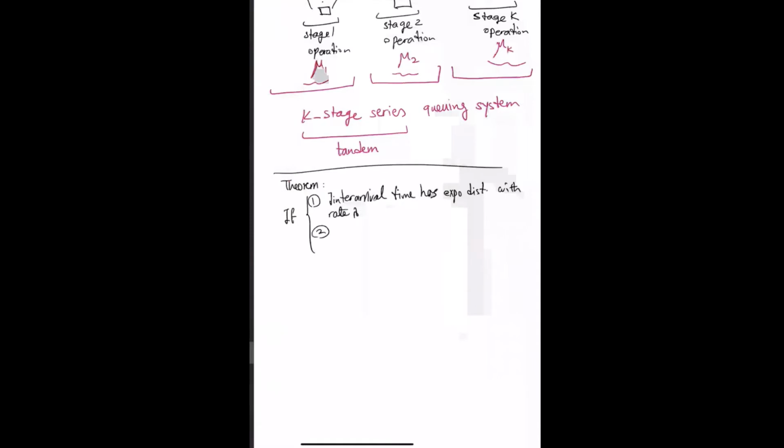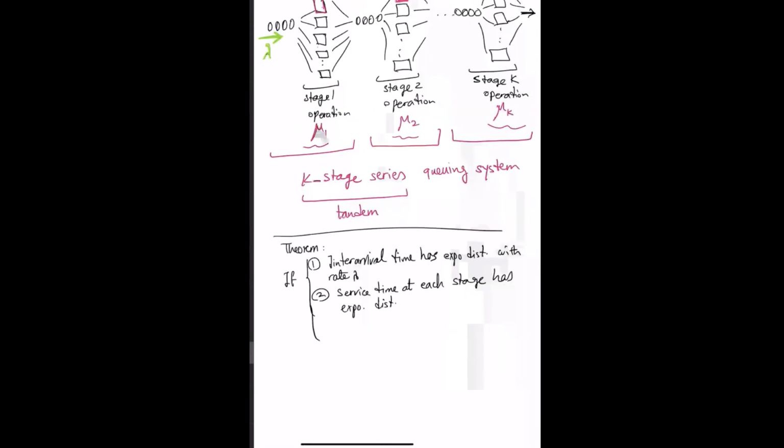The second condition is that the service times at each stage have an exponential distribution as well. Obviously, the service times can be different from each other at each stage, but all of them have to have an exponential distribution.